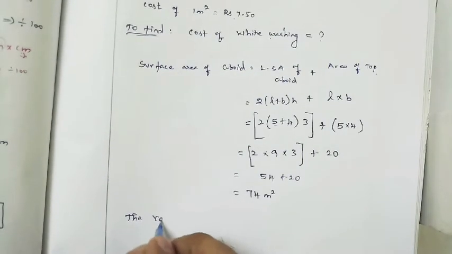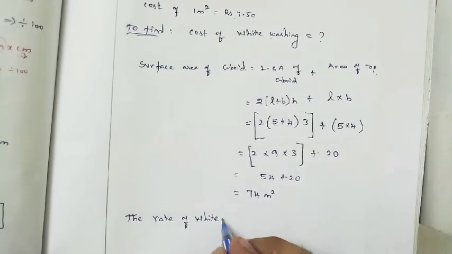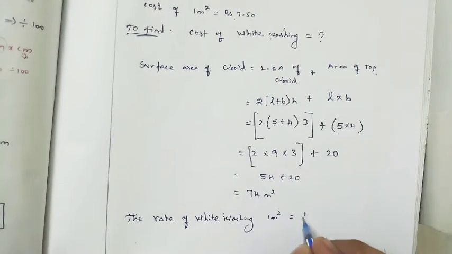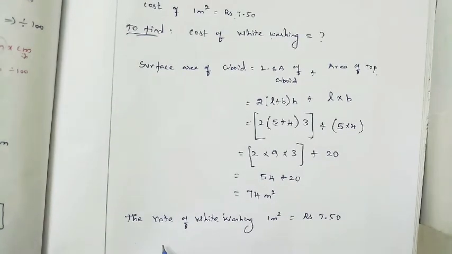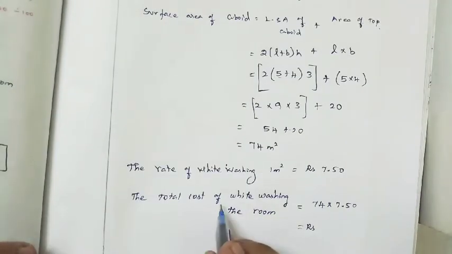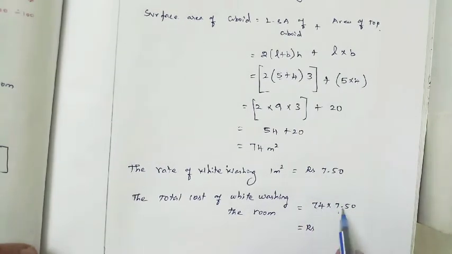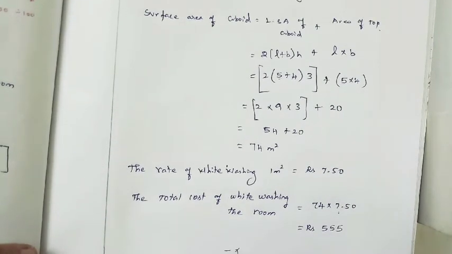The rate of whitewashing per meter square, 1 meter square, is rupees 7.50 paise. Then the total cost of whitewashing the room is equal to 74, the total area, into 7.50 paise per meter square. 74 into 7.50 is nothing but 555 rupees. That's it, right?